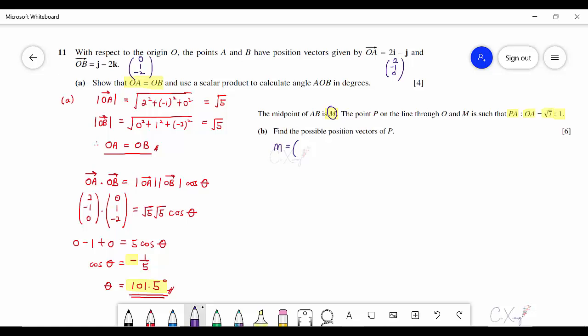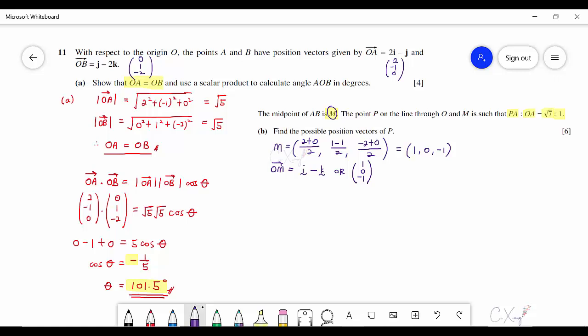So to get the midpoint, you take x plus x divided by 2, y plus y divided by 2, and z plus z divided by 2. Very easily from here, you will get the coordinates of the midpoint, which is 1, 0, -1. It also tells you that the position vector of the midpoint is i plus 0j minus k, or you can write it in column vector form as 1, 0, -1. So this is what we have for the midpoint.